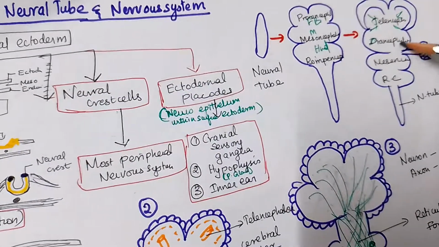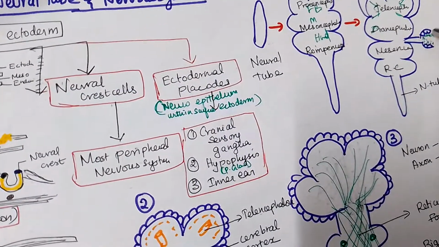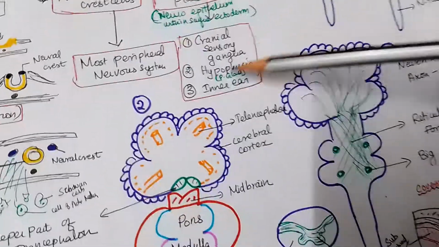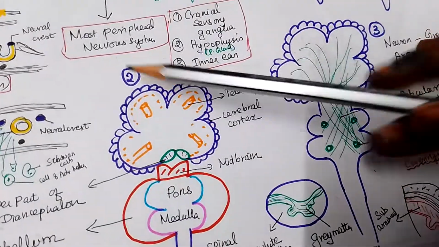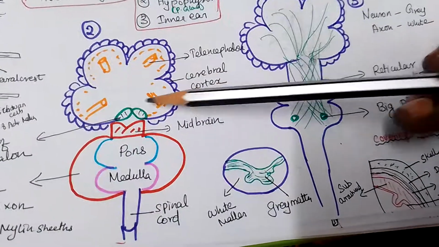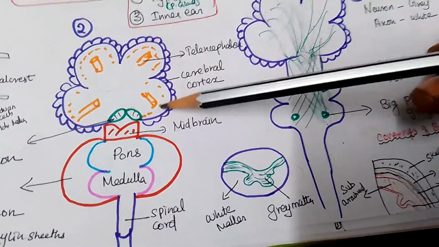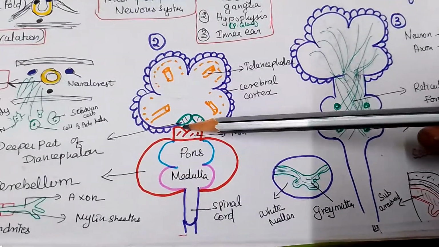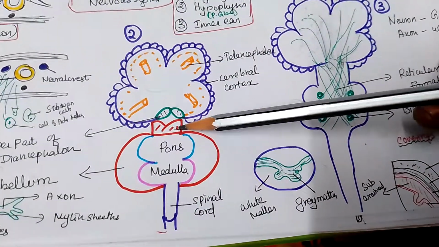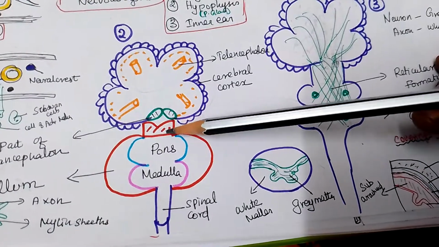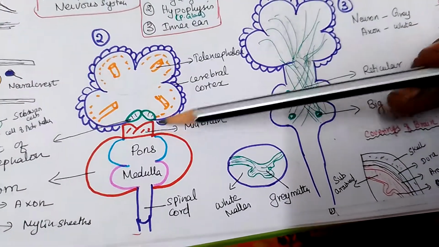Then the deeper portion is called the diencephalon, where the retina starts to develop. And if you look at the forebrain, there is gray matter and white matter, and different cells have started to form. This is the deeper part where the diencephalon is present. Then the smallest part of the brain in this cut section, you can see, is called the midbrain.